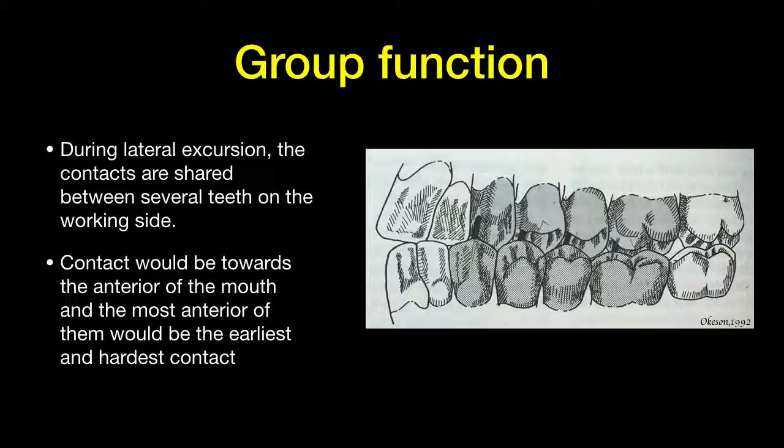Group function. During lateral excursion, the contacts are shared between several teeth on the working side in group function. Contact would be towards the anterior of the mouth and the most anterior of them would be the earliest and hardest contact.